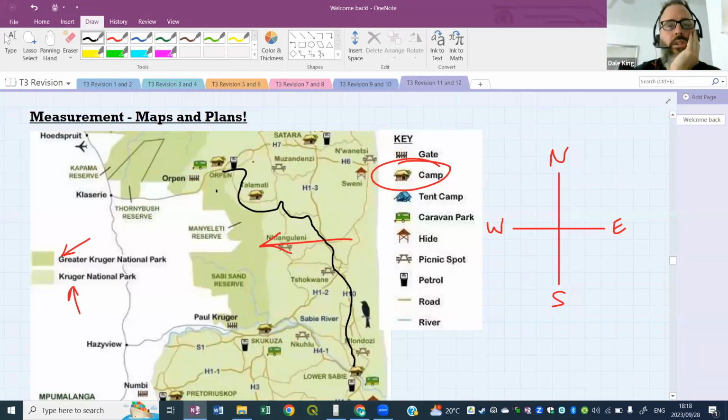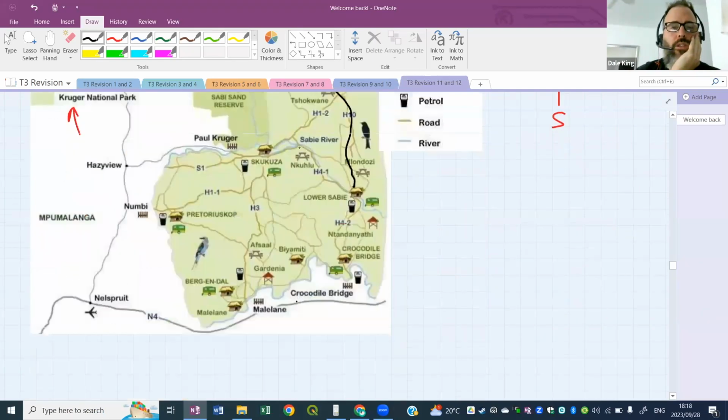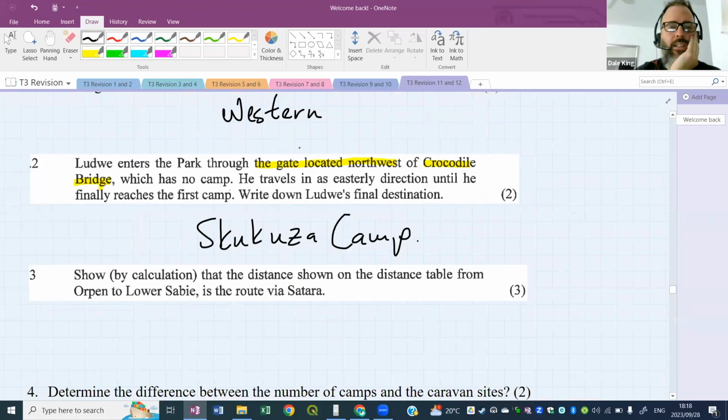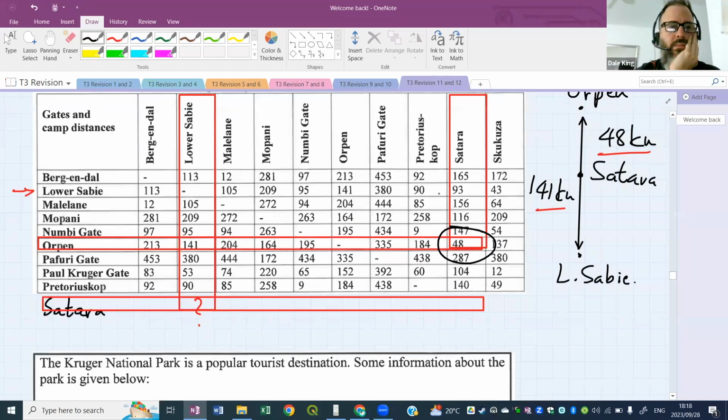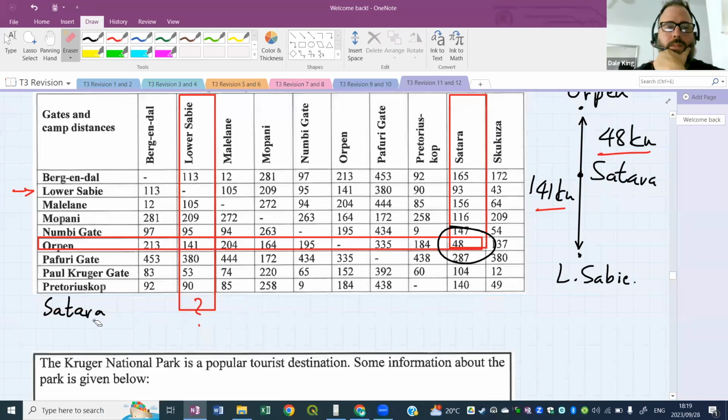Guys, what do you think? I actually don't agree with it now. I don't think Satara is on the way. Let's check the question again. It says, show by calculation that the distance shown on the distance table from Orpin to Lower Sabi is the route via Satara. But we don't have Satara on the left. The only way we could do it is by looking at the values. So from Orpin to all these other places along this line, we've got 213, 141, 204. These are pretty big. And then you've got Satara, which is 48. So from Orpin to Satara, it's just a very short distance.